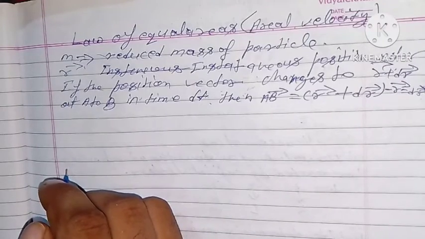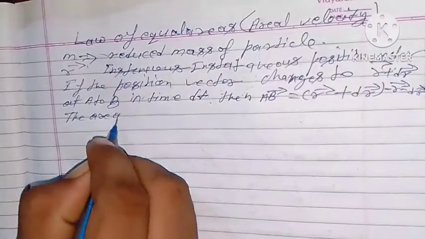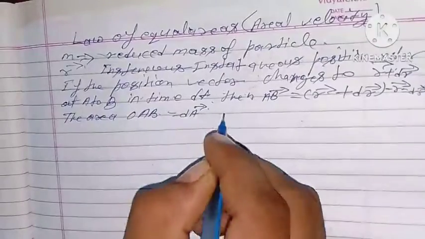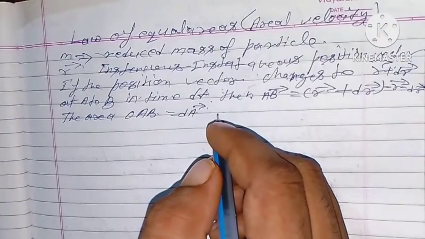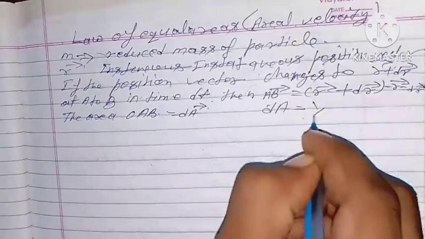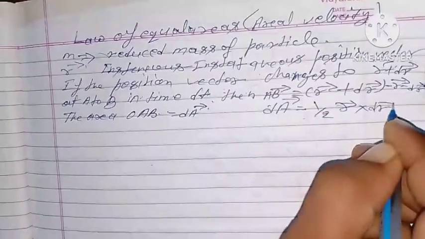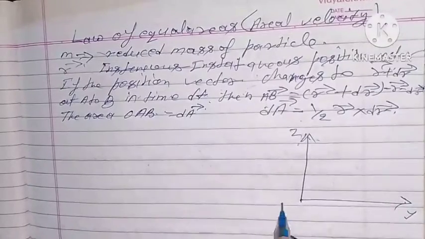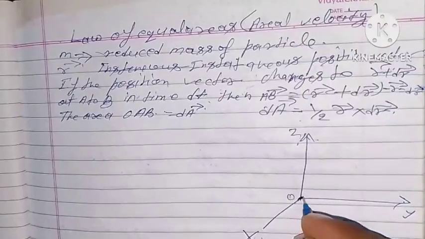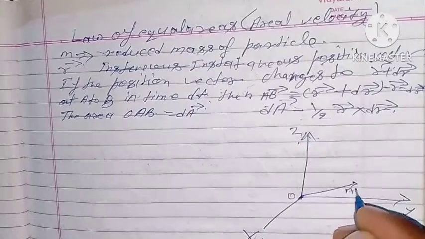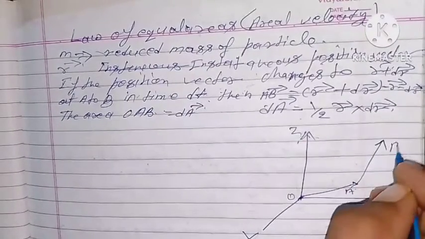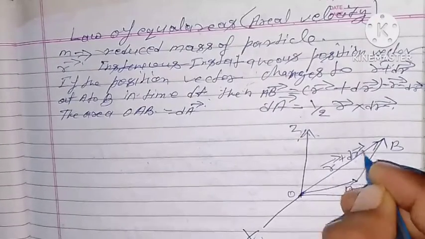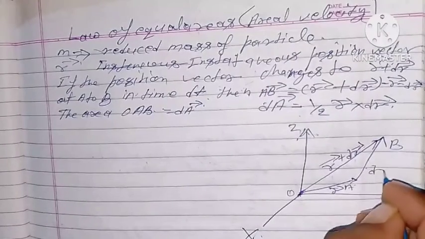The area OAB equal to dA vector, swept by the radius vector r in time dt, is given by dA equal to 1 by 2 vector r cross vector dr. Let this be the z axis, this the y axis, and this the x axis, and this is the origin point O, this is the point A, and this is the point B, and this is the resultant vector r plus dr. This is the vector r and this is the vector dr.